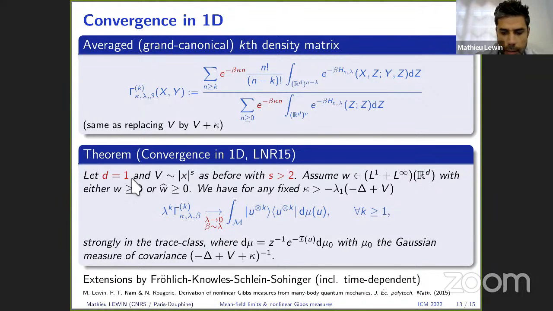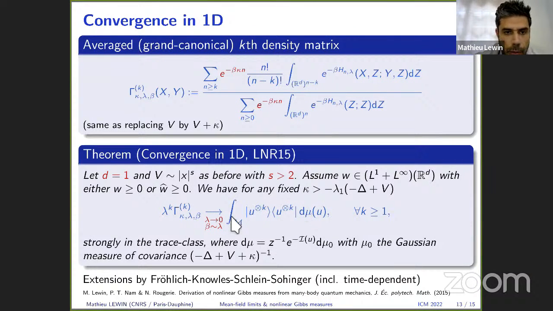Okay, and the theorem, without surprise, is the following. In one dimension, we assume that V behaves like x to the s with s bigger than 2. Then we know the mass is well defined, everything is fine. And then the theorem says that lambda to the power k times gamma k converges to what we want, namely u tensor k times our nonlinear Gibbs measure, and this for all k.